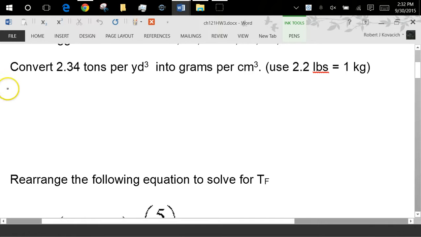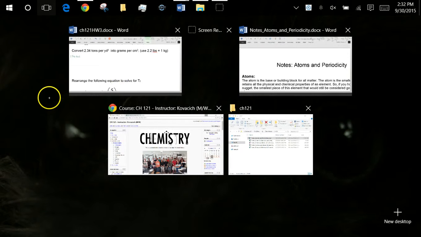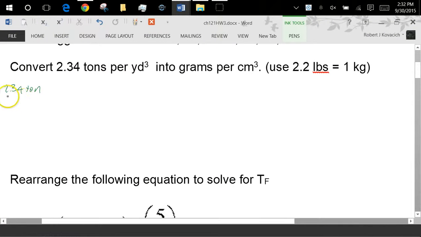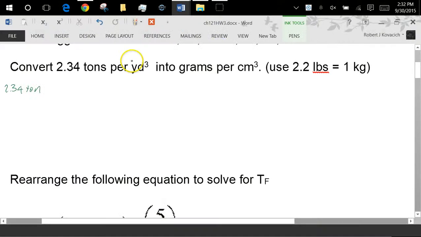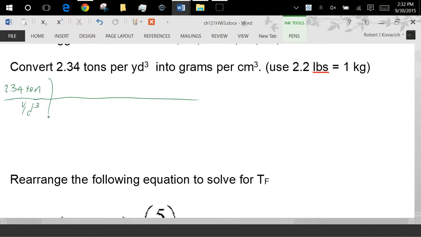So we're going to start off with what we were given. So this 2.34 tons, divided by yards cubed. What kind of unit is this? Tons divided by cubic yards is a density unit.